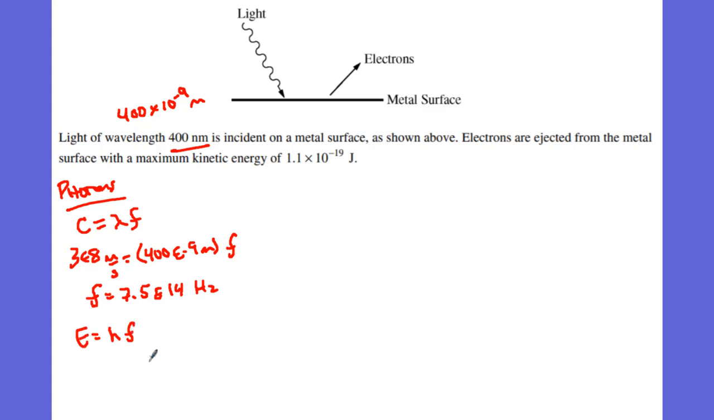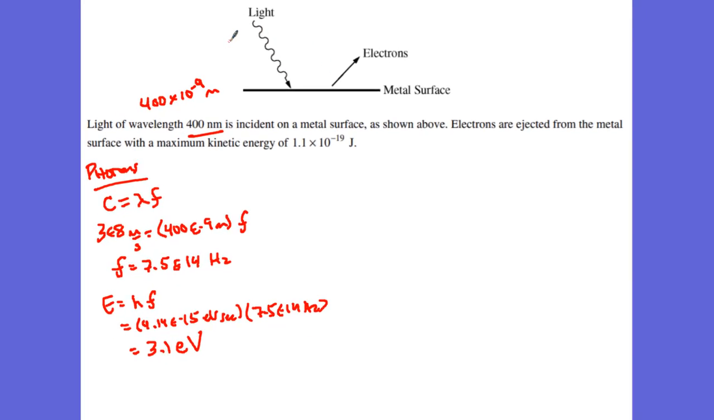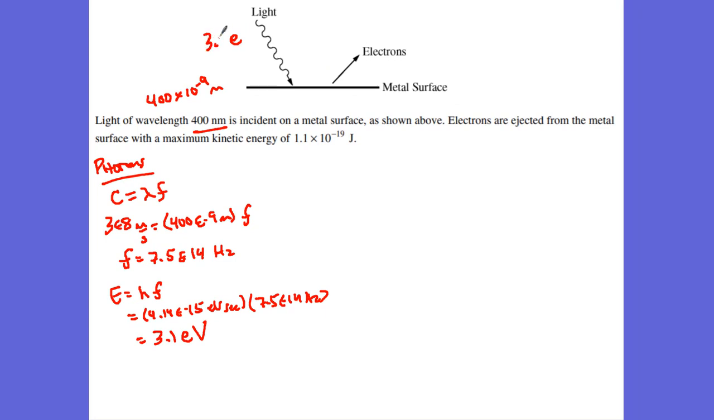So now I can find my energy. Energy equals Planck's constant times frequency. Okay, so let's say I'm going to use the 4.14 times 10 to the negative 15 electron volt seconds, and I multiply by the frequency of 7.5 times 10 to the 14th hertz. I end up getting an energy of 3.1 electron volts. So that's how much energy this light has. It is 3.1 electron volts of energy.